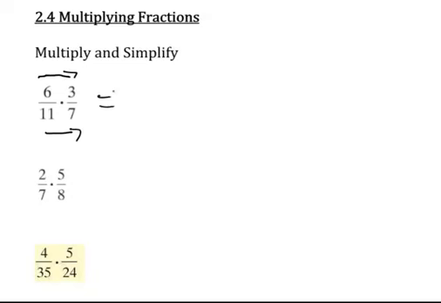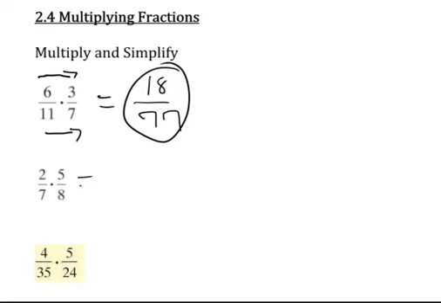So 6 times 3 is going to leave me with 18. 11 times 7 will leave me with 77. Now I can't reduce 18 and 77, so I'm going to go ahead and stop right there. For my next problem, I'll do it exactly the same way.